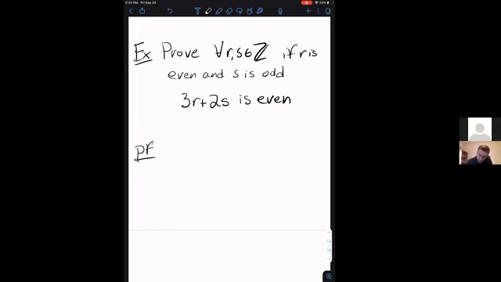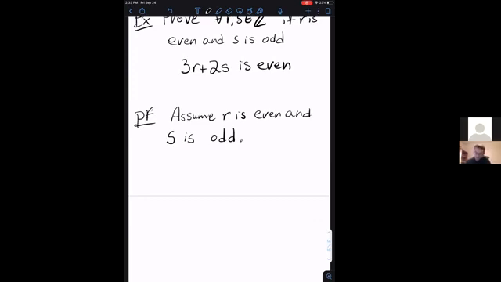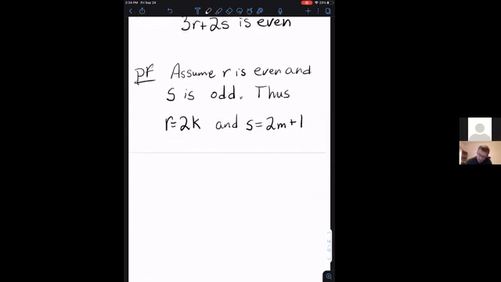So first thing, assumptions. Assume R is even and S is odd. Great. Now definitions. Thus, R is equal to 2k because it's even, and S is equal to 2m plus 1, for some k and m in my integers. Boom, definition done.